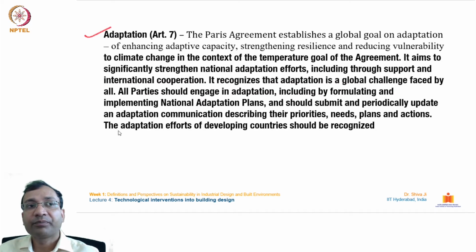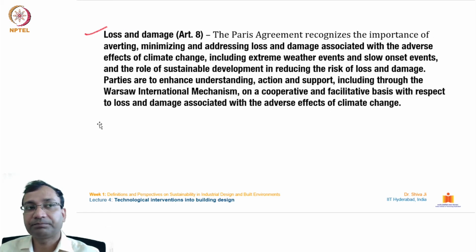Adaptation, Article 7. The Paris Agreement establishes a global goal on adaptation of enhancing adaptive capacity, strengthening resilience, and reducing vulnerability to climate change in the context of the temperature goal of the agreement. It aims to significantly strengthen national adaptation efforts, including through support and international cooperation. It recognizes that adaptation is a global challenge faced by all. All parties should engage in adaptation, including by formulating and implementing national adaptation plans, and should submit and periodically update an adaptation communication describing their priorities, needs, plans, and actions. The adaptation efforts of developing countries should be recognized.